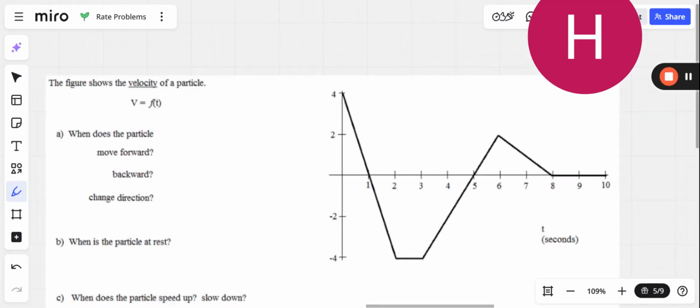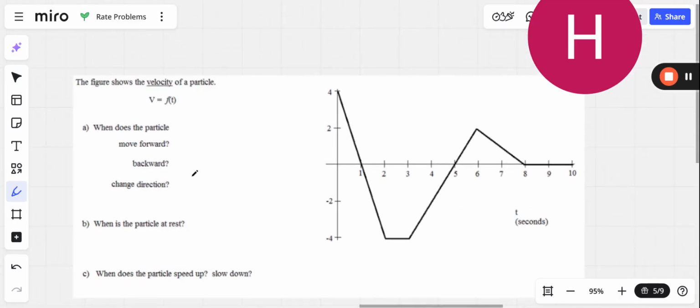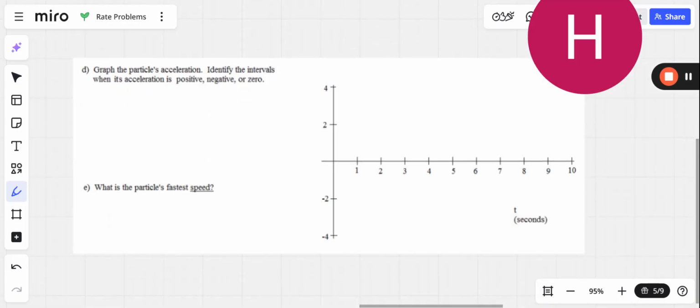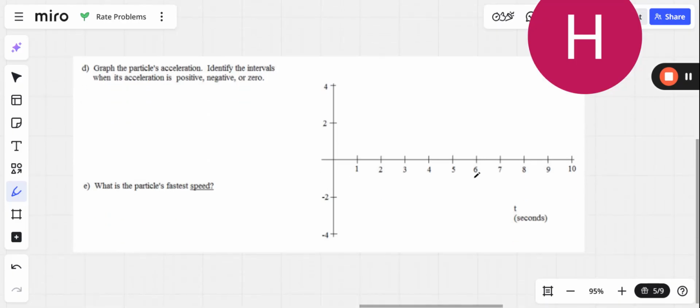Here's a nice little graph of the velocity. Feel free to pause the video, check out these questions. And we have some more questions that go with this. So here they give you a grid. You'll want yourself a grid, maybe draw yourself a grid that's like from -4 to 4 on the y-axis, and mostly just positive values for time so that you can indicate some important intervals.